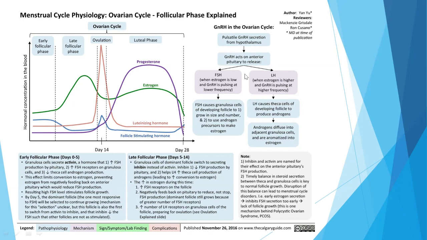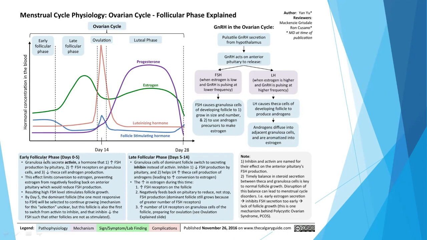Now, FSH, when estrogen is low and GnRH is pulsing at lower frequency, causes granulosa cells of the developing follicle to use androgen precursors to make estrogen. The LH causes the theca cells of a developing follicle to produce androgens. Now, these androgens diffuse into adjacent granulosa cells and are aromatized to estrogen. This is how estrogen is formed, right? So here we have the estrogen. This is how the estrogen is formed.